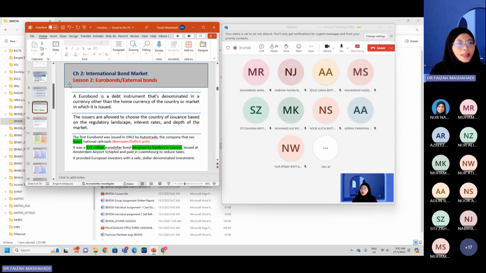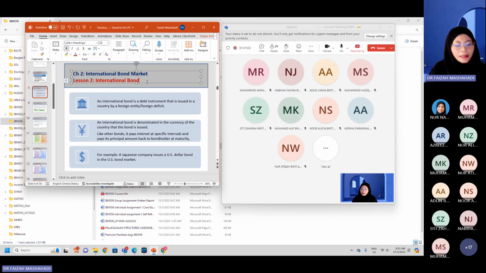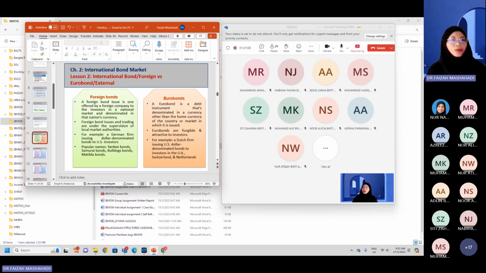Sama juga ke atas, betulkan dalam notes tu, sila tambahkan ya, international bond. Right, international bonds or foreign bond. Right, so we have these 2 names. Jadi guna 2 nama ni kita confuse juga.